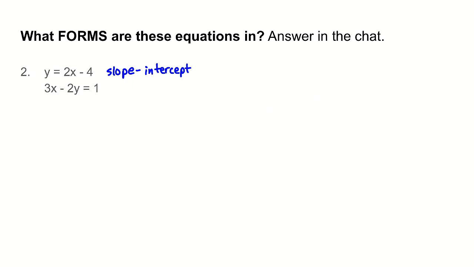Here is the y-intercept in the slope-intercept form, but what form is that equation in? It is called standard form. It's the standard form of a linear equation. Okay, so we have one equation in slope-intercept, one equation in standard.